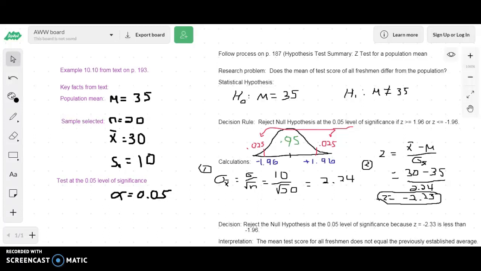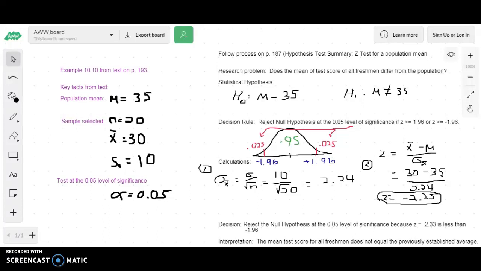So in this problem, I'm going to read it to you briefly. It says, let's assume that over the years, a paper and pencil test of anxiety yields a mean score of 35 for all incoming college freshmen. We wish to determine whether the scores of a random sample of 20 new freshmen with a mean of 30 and a standard deviation of 10 can be viewed as coming from this population. Test at the 0.05 level of significance.